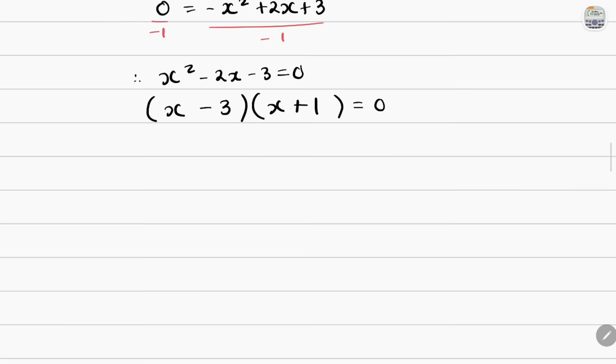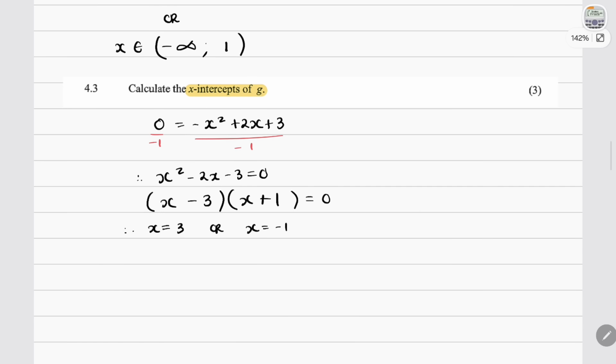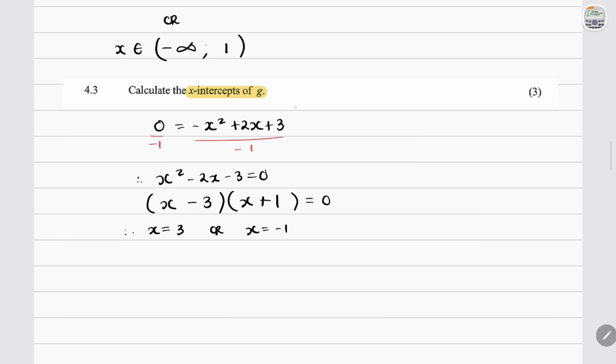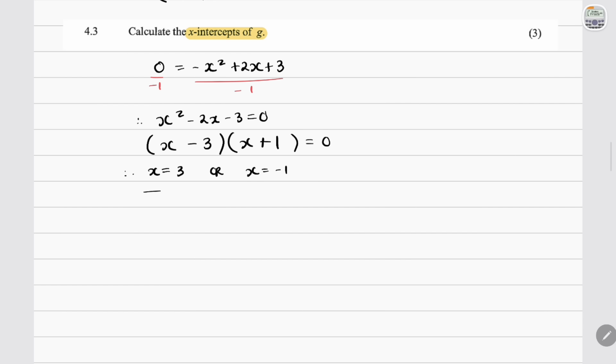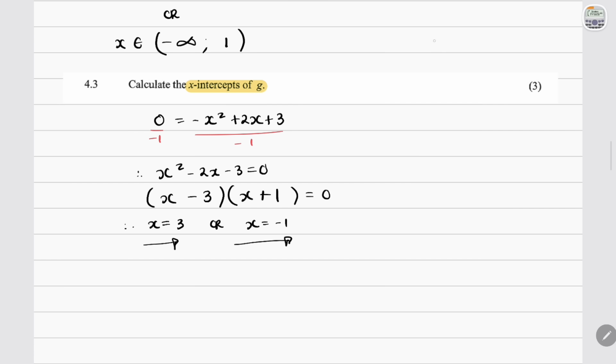Okay. And now we can finally solve. So therefore x is equal to +3 or x is equal to -1. So they asked for just the x-intercept, so you can leave it like this. They didn't say the coordinates, so these are our answers. Moving on to the next question.